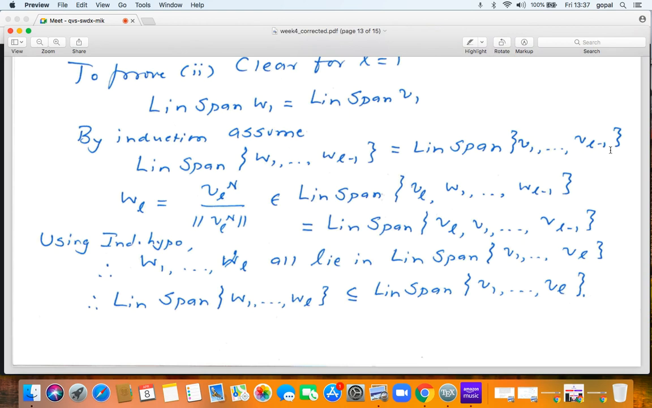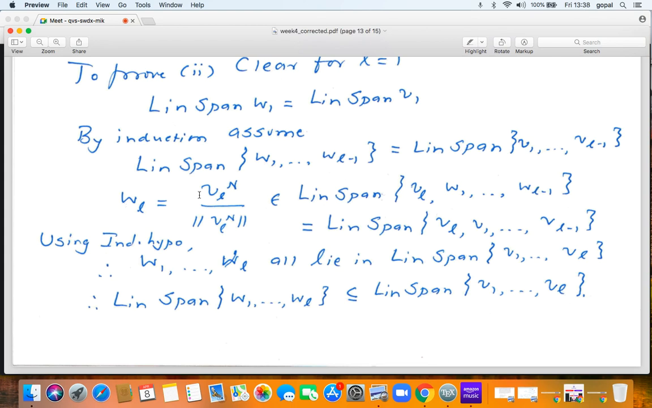Correct? Now, let us assume that the process has gone to the next stage. That means that V_L^N was a non-zero vector and I divided it by the length and I got W_L. So what is W_L? What is the definition of V_L^N, by the way? From V_L you subtract off what? The components in the direction of W_1, W_2, ..., W_{L-1}. So you look at V_L minus (V_L·W_1)W_1 minus (V_L·W_2)W_2, etc. So this V_L^N is obviously in the linear span of V_L, W_1, W_2, ..., W_{L-1}.